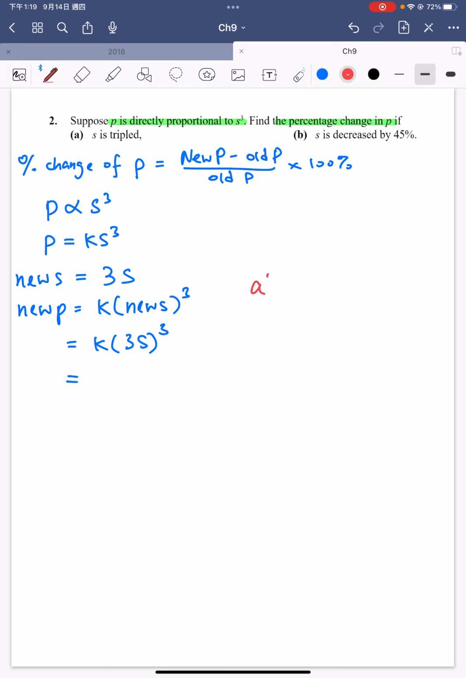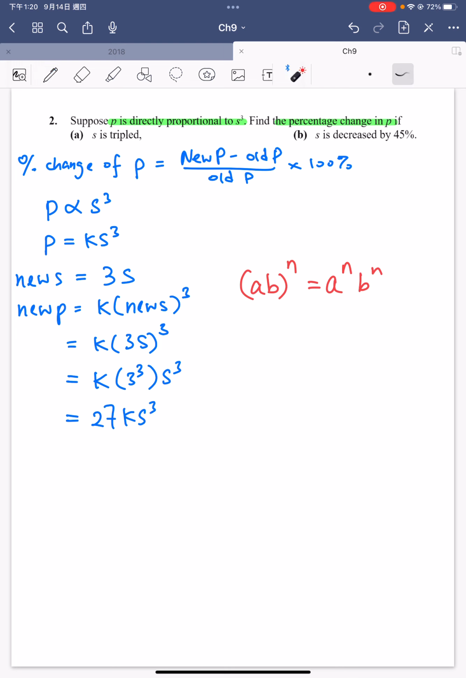When we have something like ab to the power of n, the power can be distributed to both of the things inside. So now we can say this is equal to a to the power of n times b to the power of n, which means that our 3s to the power of 3 can be written as k times 3 to the power of 3 times s cubed, where 3 to the power of 3 is actually equal to 27. So this is 27 ks cubed. This is our new p, this is our old p.